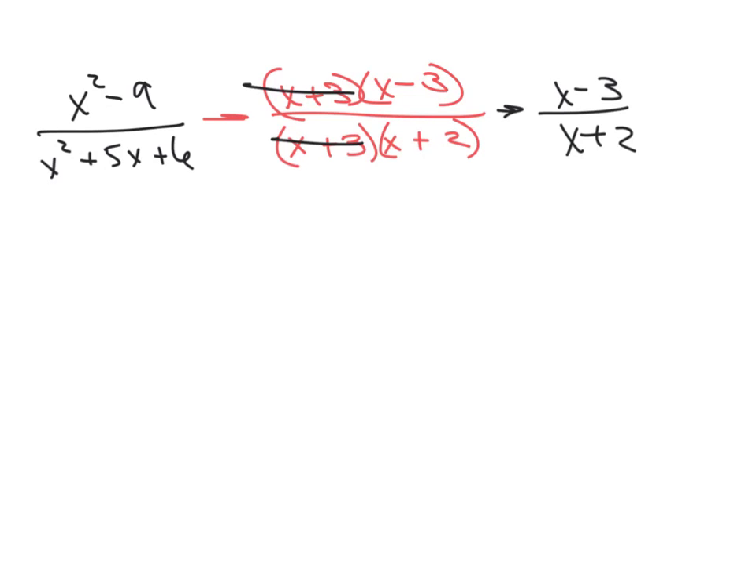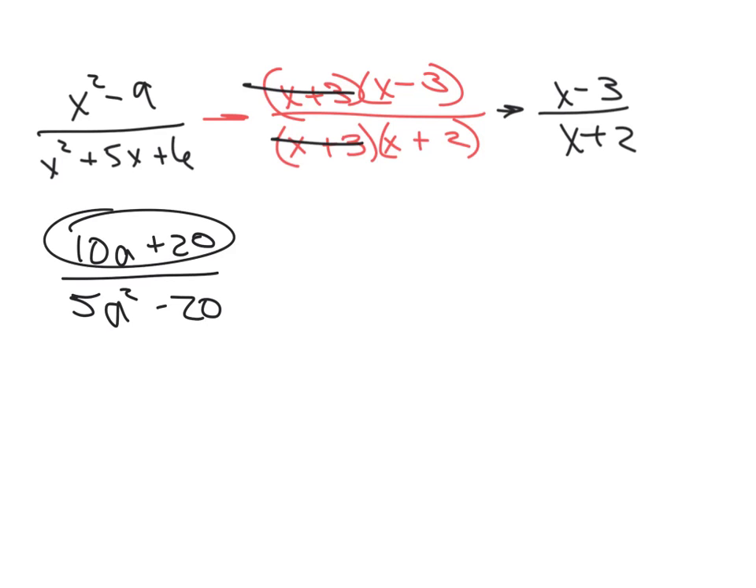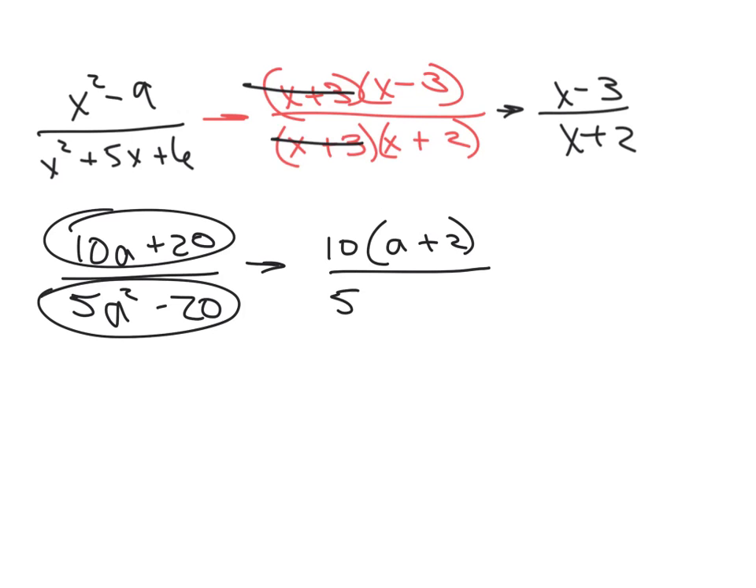Alright, the next one, they give us 10a plus 20 over 5a squared minus 20. Okay, we're going to look at that. We're going to factor. So we're going to take a 10 out, and that leaves me with a plus 2. Here I'm going to take a 5 out, and that's going to leave me with a squared minus 4. Alright, I look at this. That's the difference of two squares.